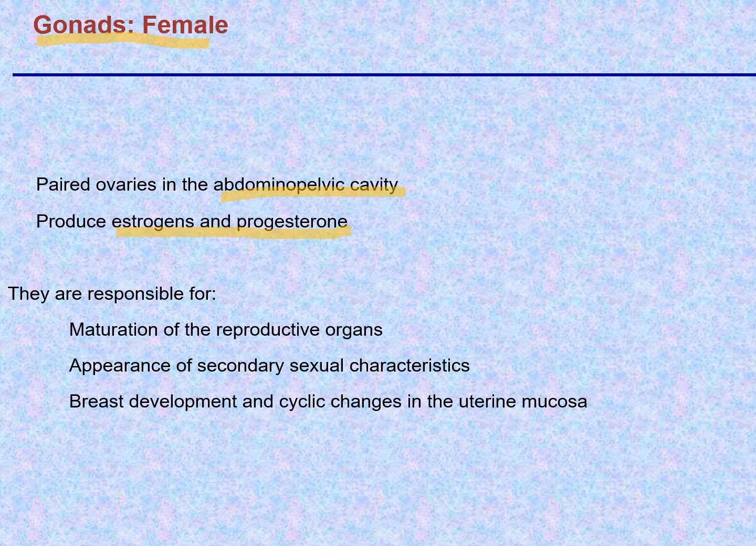These hormones are responsible for helping maturation of the reproductive organs, the appearance of secondary sexual characteristics such as breast development, and cyclic changes in the uterine mucosa. On a monthly basis, the mucosa of the uterus builds up and then if pregnancy doesn't occur, it sloughs off with menstruation.